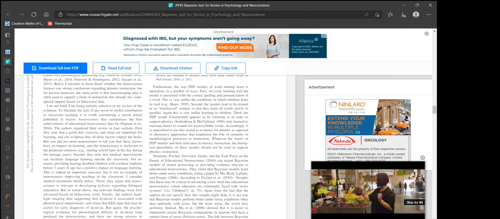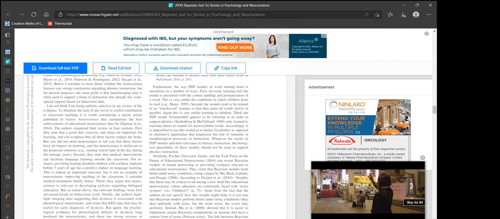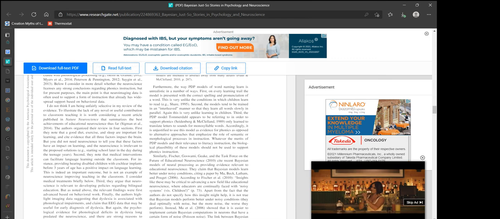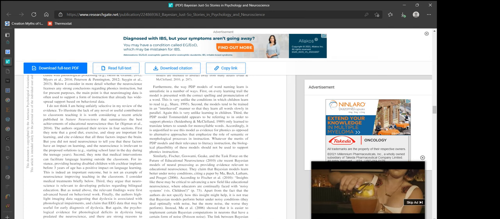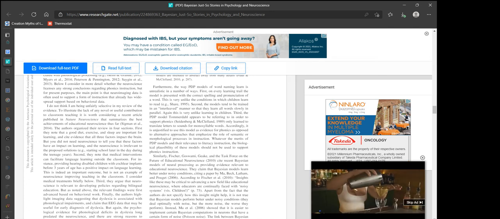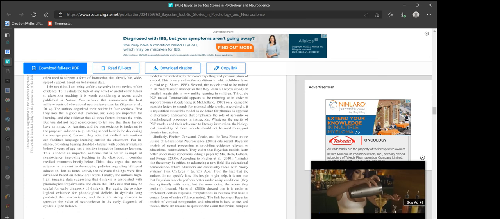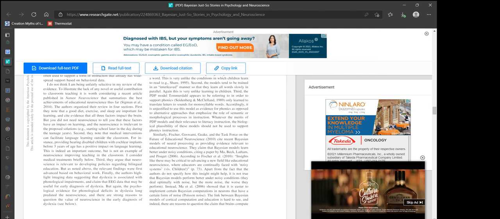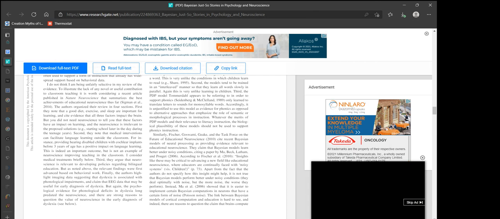Second, they note that medical interventions can facilitate language learning outside the classroom. For instance, providing hearing disabled children with cochlear implants before 3 years of age has a positive impact on language learning. This is indeed an important outcome, but it is not an example of neuroscience improving teaching in the classroom. I consider medical treatments briefly below.